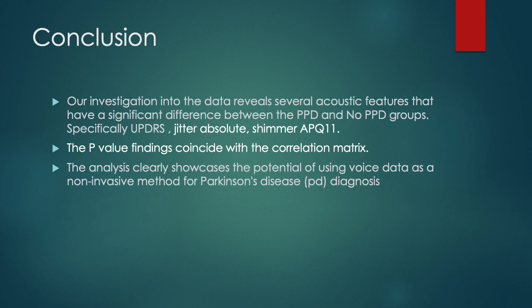So, in a nutshell, our investigation into the data reveals several acoustic features that have a significant difference between the PD and non-PD groups, specifically UPDRS, jitter absolute, shimmer APQ11. The p-value findings coincide with the correlation matrix and the box plots as well. The analysis clearly showcases the potential of using voice data as a non-invasive method for diagnosing Parkinson's disease.